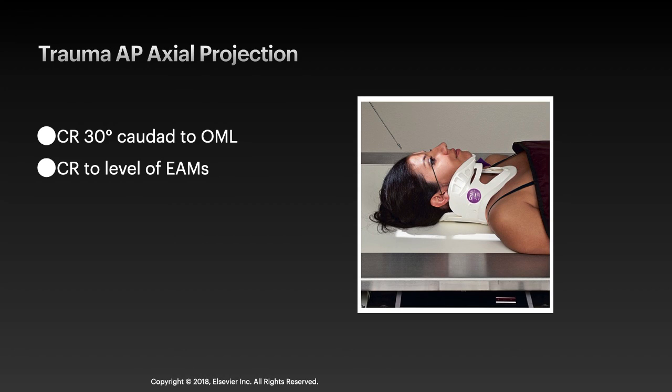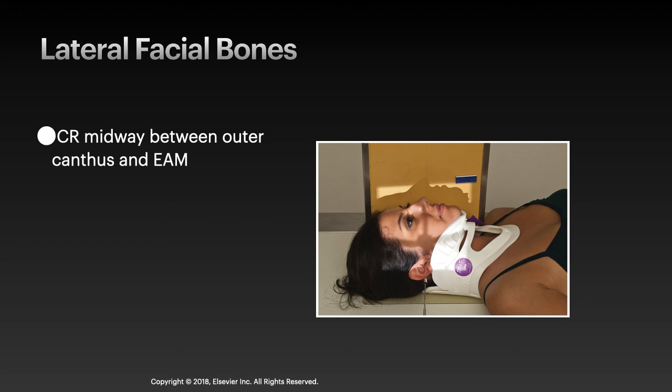Trauma AP axial projection. CR is 30 degrees caudad to the OML, and it enters at the level of the EAMs. Lateral facial bones. CR is centered midway between the outer canthus and the EAM.